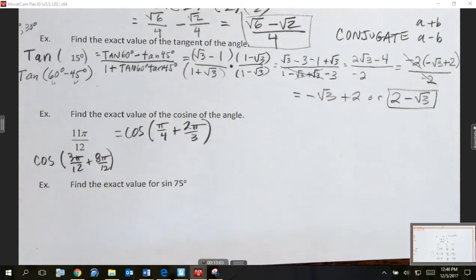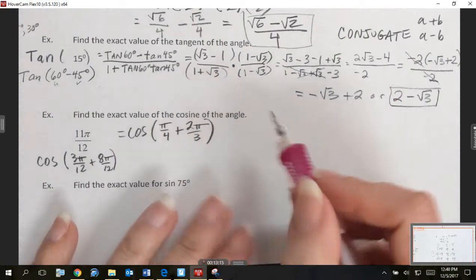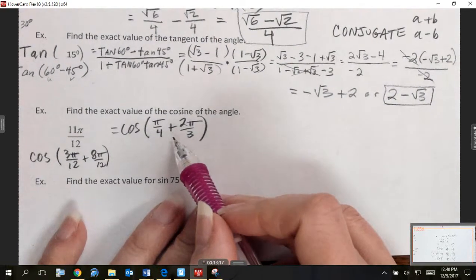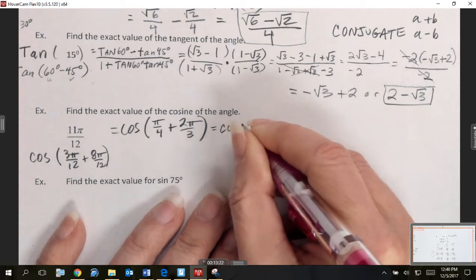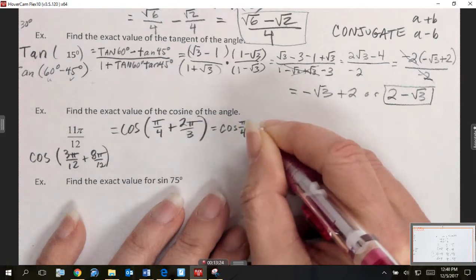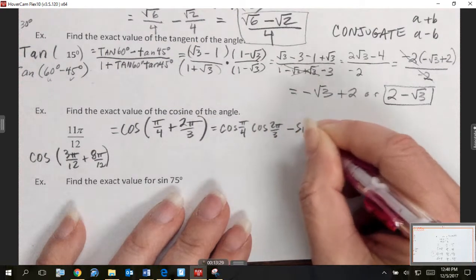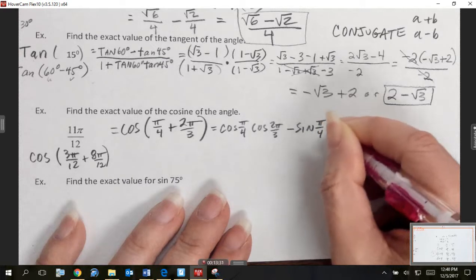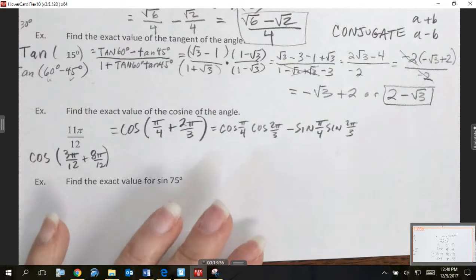Now that's not the only answer. There was more than one answer you could have given. Like you had 9 pi over 12 plus 2 pi over 12 works. So you just have to find one that does work and that you know the reduced form. Alright, so we're going to be doing the sum with cosine. So I'm going to use the cosine formula: cosine of u plus v equals cosine pi over 4 times cosine of 2 pi over 3 minus sine pi over 4 times sine 2 pi over 3. That's just using a formula from above.